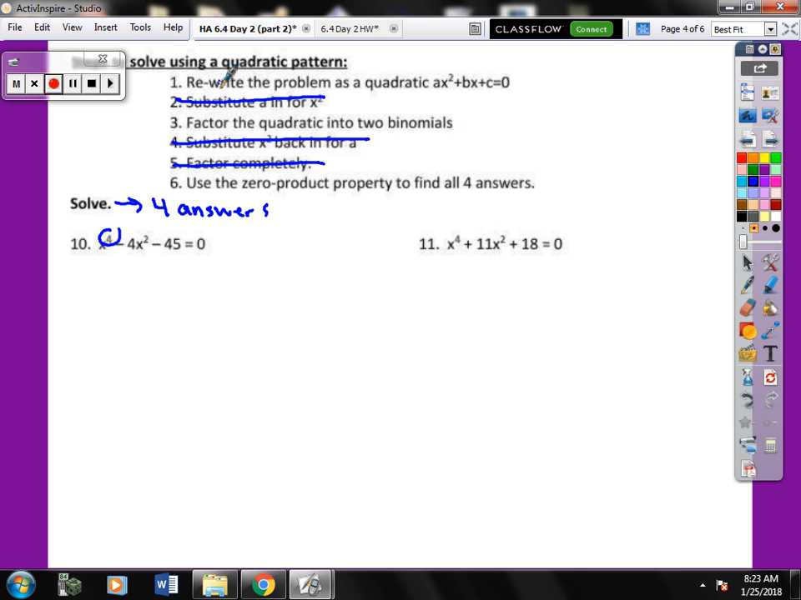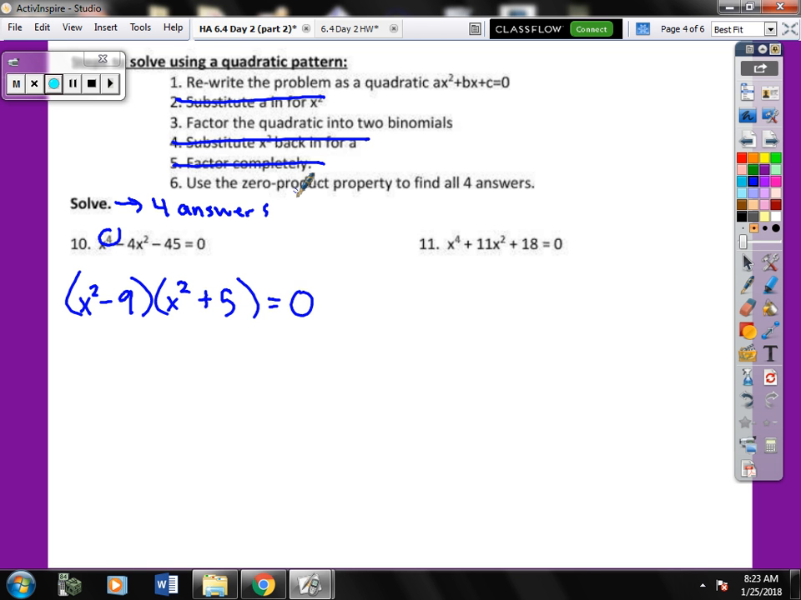So rewrite the problem in standard form. That's important. Factor the quadratic and the quartic into 2 binomials. And this would be negative 9, positive 5. Okay. Now, you have 2 options at this point. You can factor further if you want. You do x plus 3, x minus 3, and then do the zero product property.